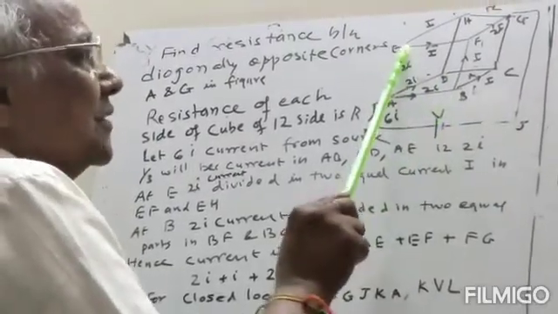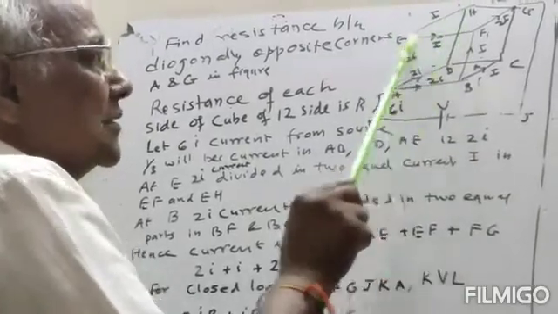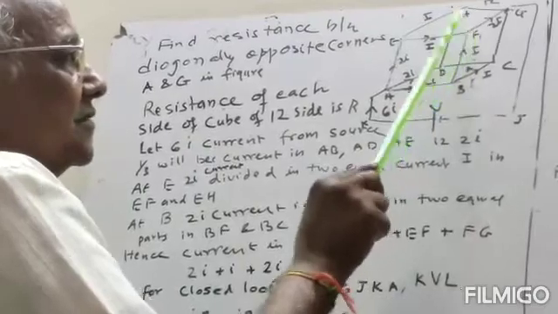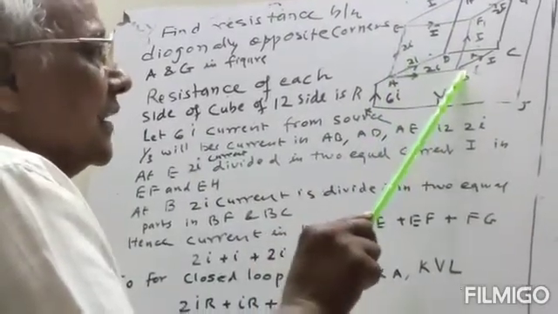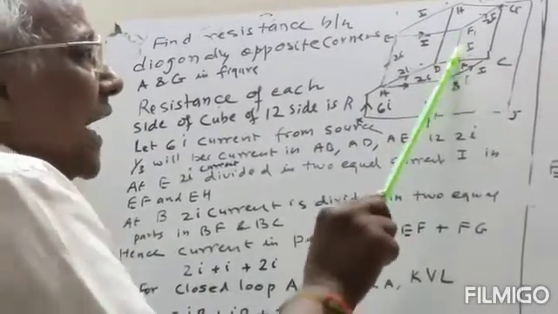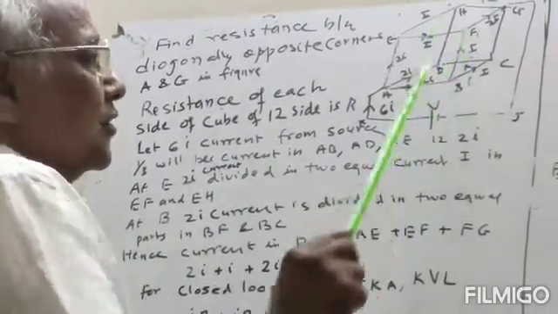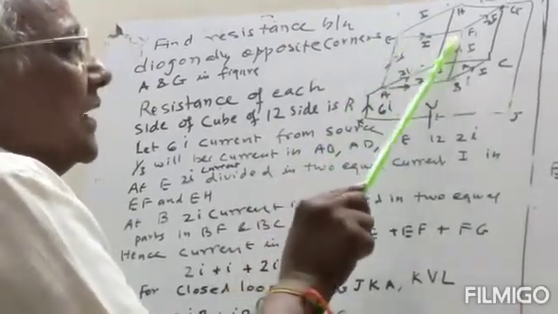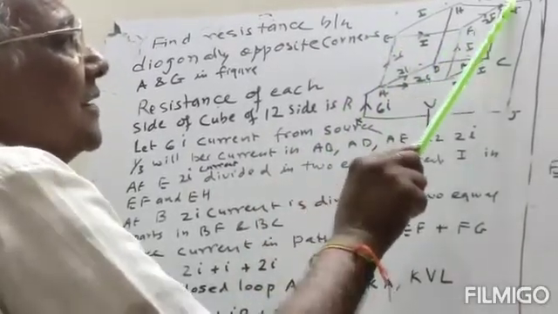At this point it again divides into two parts. I will be in this direction, I will be in this direction. At this point it again divides into two parts, this side and this side. So again I will be here. So the 2I current is here, then I current is here, and I current is here.